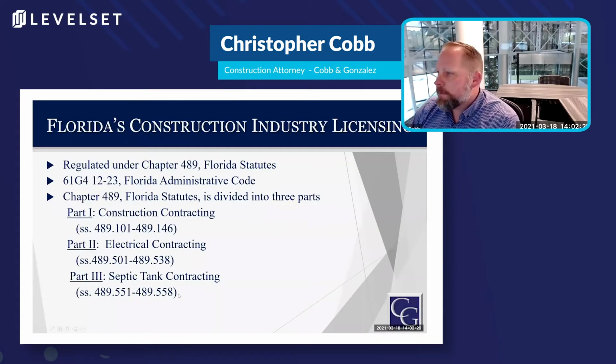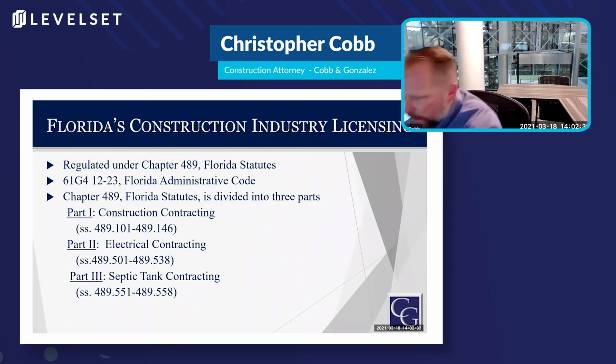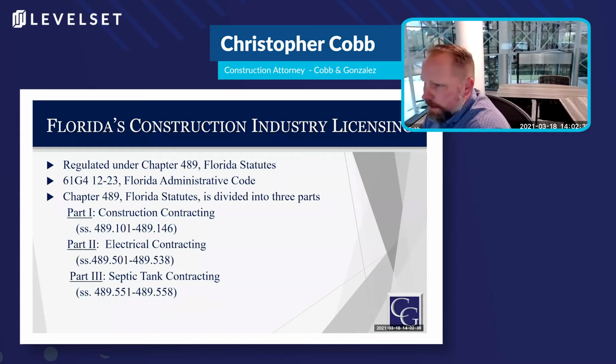There we go. So in order to get an understanding about the licensure and how it plays with Florida statutes, we have to understand its origination, and it is created by Chapter 489 of the Florida Statutes. While Chapter 489 gives the CILB its existence, the licensing board has the capability of creating its own laws and rules to govern its activities. And those laws and rules are found in 61G4, sections 12 through 23 of the Florida Administrative Code. So Chapter 489, in conjunction with those administrative code laws and rules, creates the body of law that construction licensing arises under.